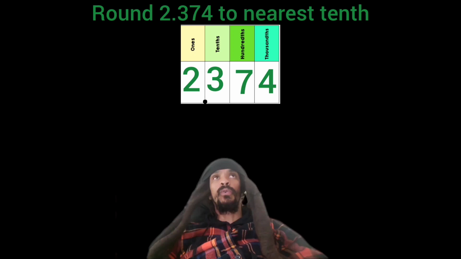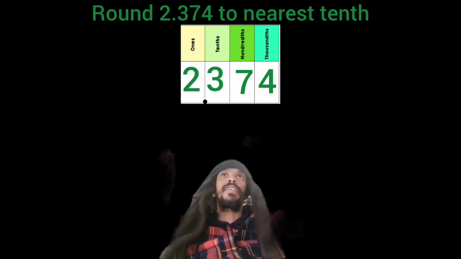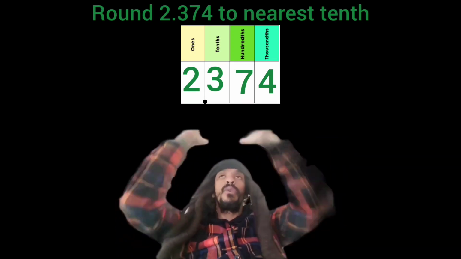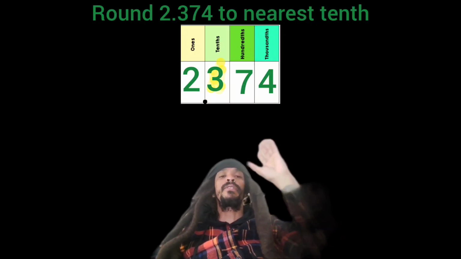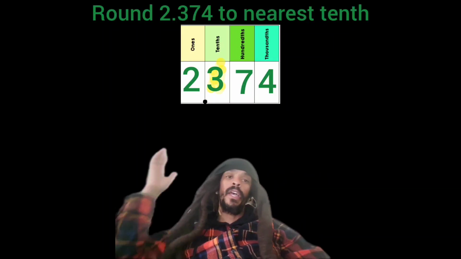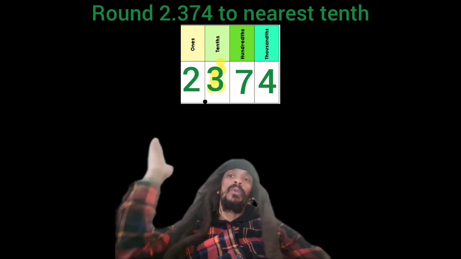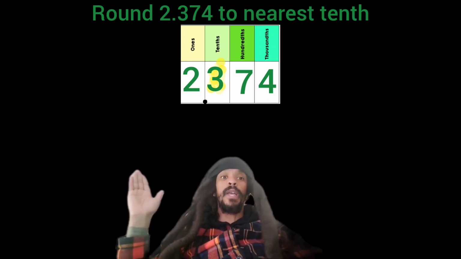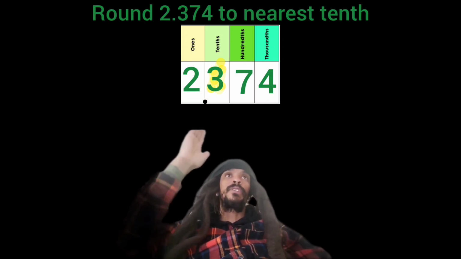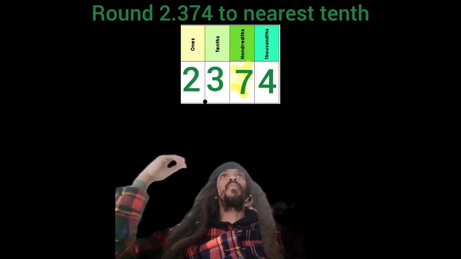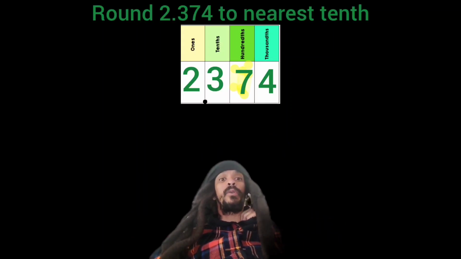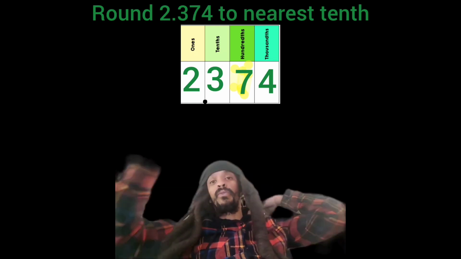Now instead of whole numbers, this time round to the nearest tenth. So we're concerned with the tenths place. We're going to take a close look at this 3 in the tenths place. We started out with that 3 and we look to that next digit to the right, which is a 7, and that's going to determine whether we round that 3 to a 3 or a 4.